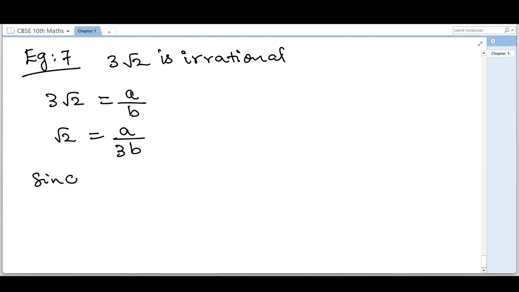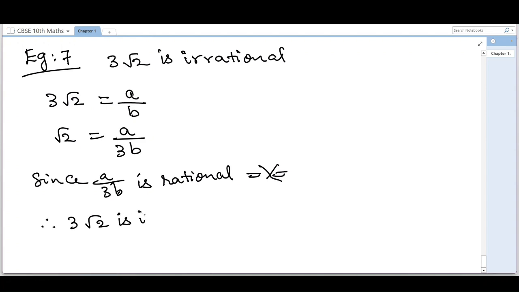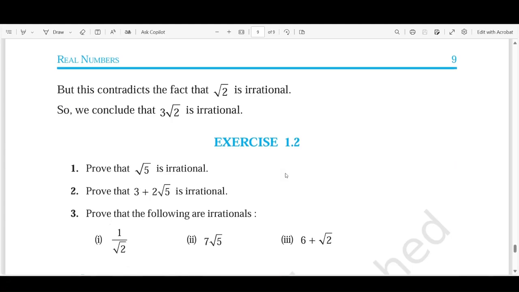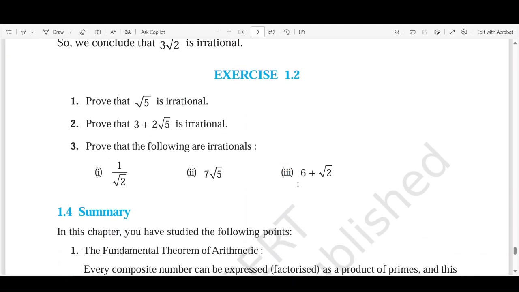Since a by 3b is rational, this is contradictory to the idea that root 2 is irrational. Therefore, what we have assumed is wrong. So what we have assumed is 3 root 2 is rational, which is wrong. Thus we can conclude that 3 root 2 is irrational. Right? So now let us move on to the exercise 1.2.